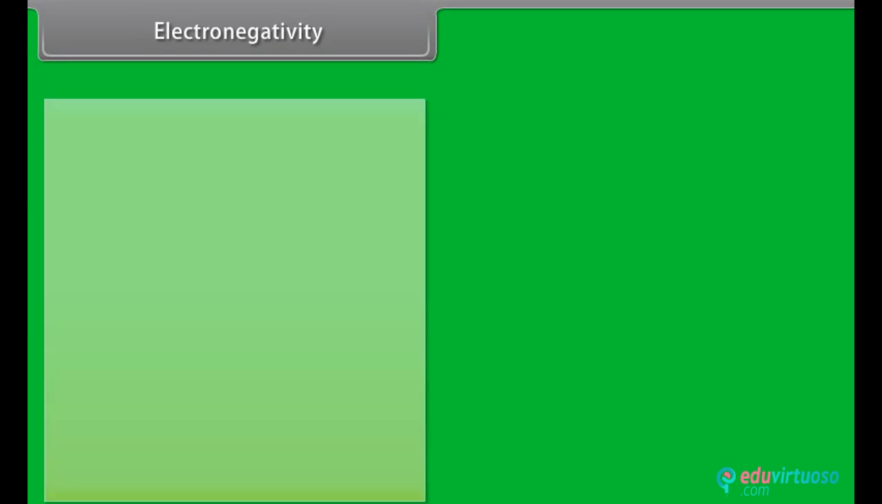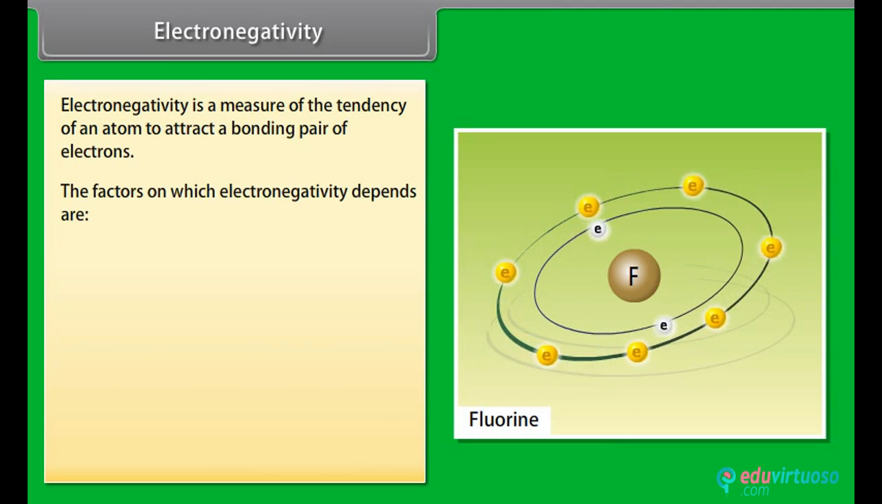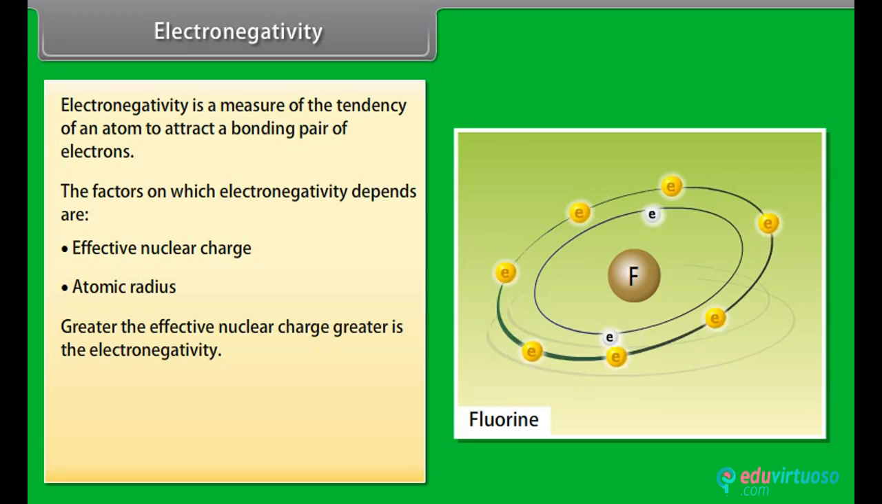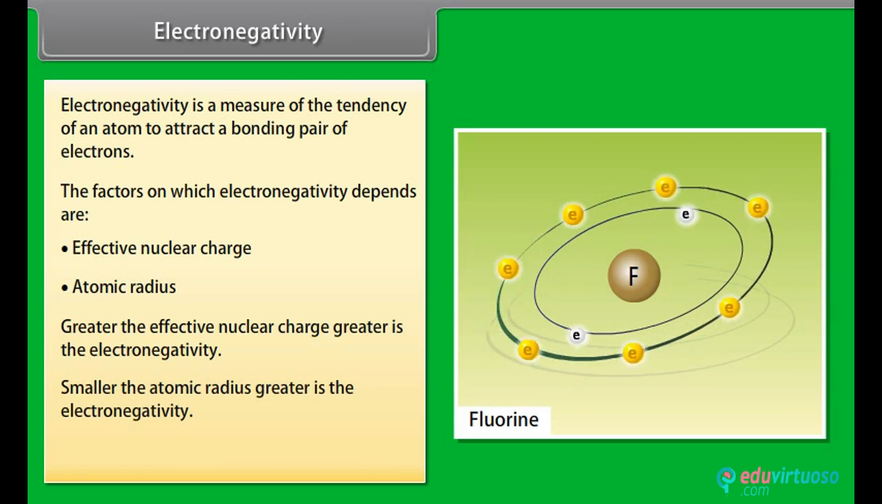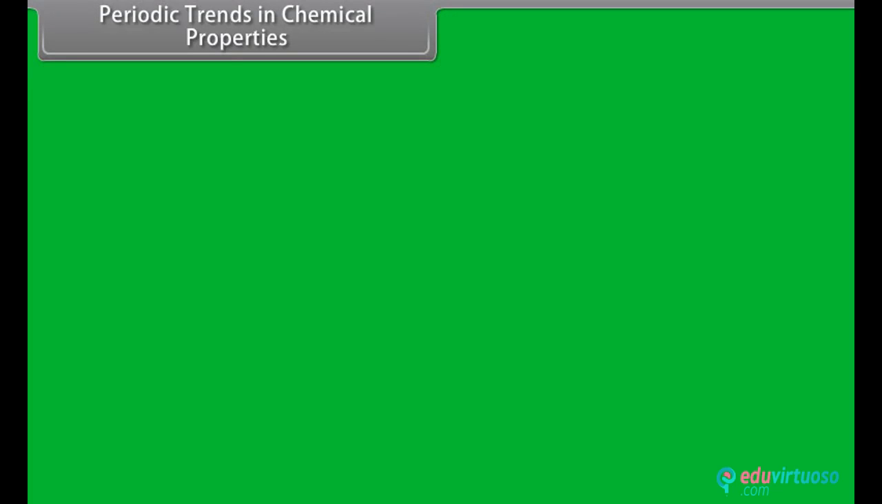Electronegativity. Electronegativity is a measure of the tendency of an atom to attract a bonding pair of electrons. The factors on which electronegativity depends are effective nuclear charge and atomic radius. Greater the effective nuclear charge, greater is the electronegativity. Smaller the atomic radius, greater is the electronegativity. The most electronegative element is fluorine. Periodic trends in chemical properties.